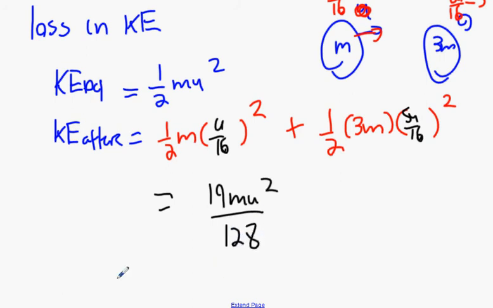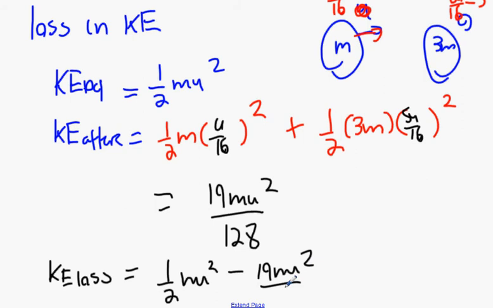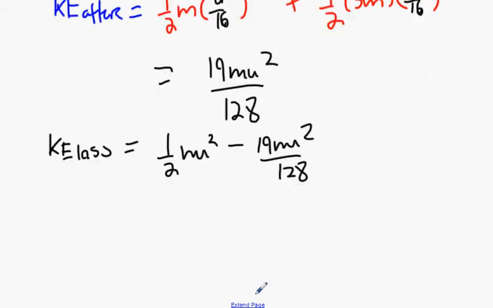Now my loss in kinetic energy is going to be a half mu squared minus 19mu squared over 128, and what we're going to get there is 45mu squared over 128.